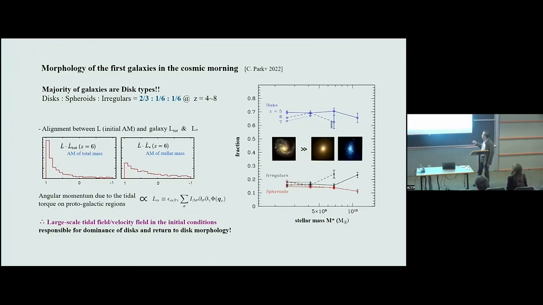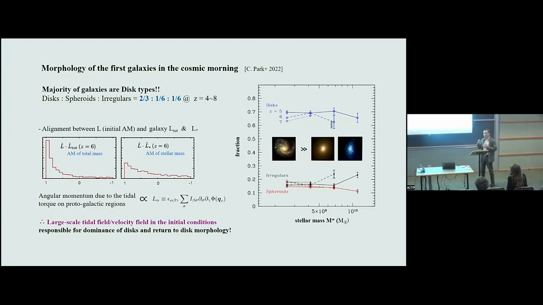So we used the moment of inertia tensor and shear tensor to calculate the initial angular momentum, and looked at how their angle correlates with the actual galaxy angular momentum vector at later epoch. With the total mass, there's a very tight correlation, and there's also some good correlation with the stellar components too. So we think the large-scale tidal field, or the velocity field in the initial condition, is actually responsible for the dominance of disk galaxies at high redshift.